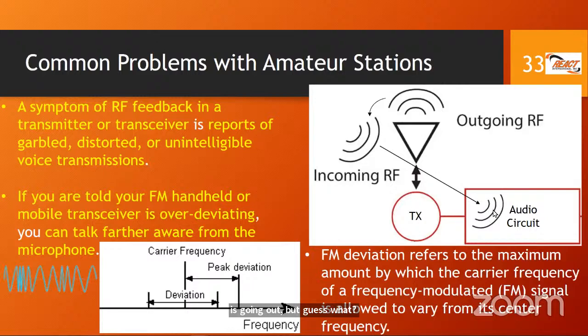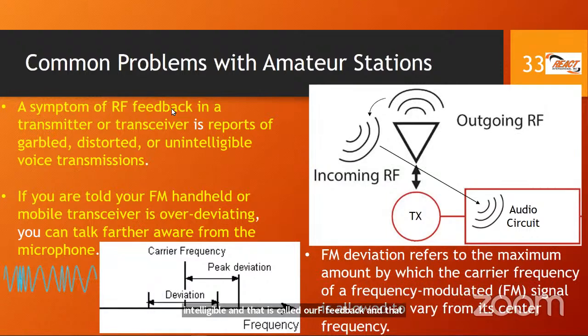So it's not only my voice that is modulating the signal that's going out, but that interfering incoming RF from my output, by the way, is also impinging on my audio circuitry. So my voice is also being garbled. So when it goes back outside, it is garbled, distorted, or what we say unintelligible. And that is called RF feedback. And that is one of the symptoms, and that's an exam question.